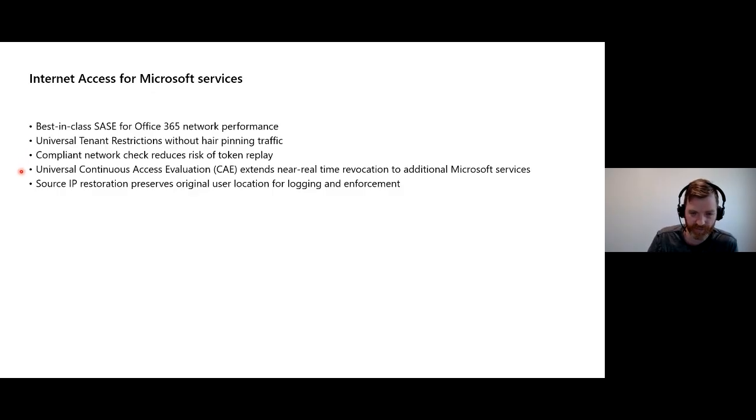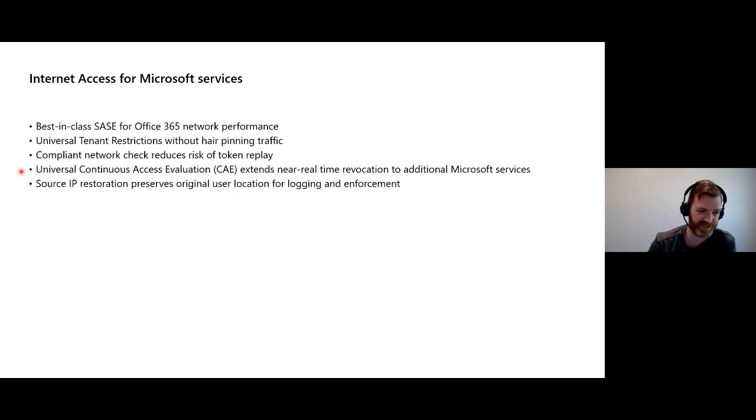Universal continuous access evaluation extends near real-time revocation to any additional Microsoft services. Now, this is a really exciting capability. Let's say you're gating internet access or private access through Global Secure Access. I can now essentially revoke and collapse the tunnel in near real time as if it was a native application that had integrated with the continuous access evaluation protocol.